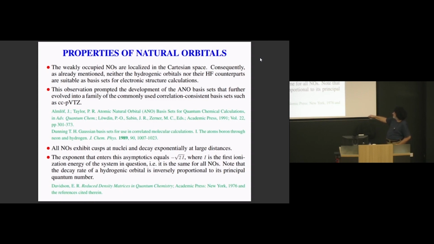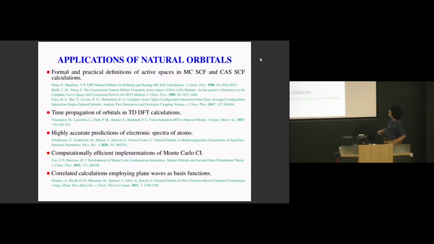Those natural orbitals exhibit cusps at nuclei and decay exponentially at large distances. The exponent of this asymptotic is this, where I is the first ionization energy. It is the same for all the NOs. So you can see again that they decay at the same rate, while hydrogenic orbitals decay at different rates. The rate of decay is inversely proportional to the principal quantum number.